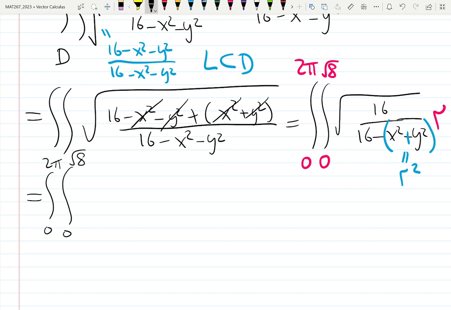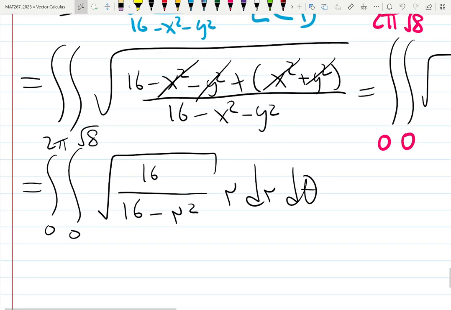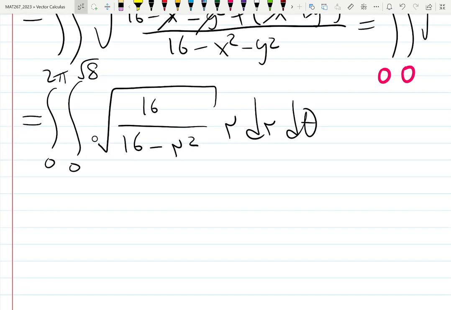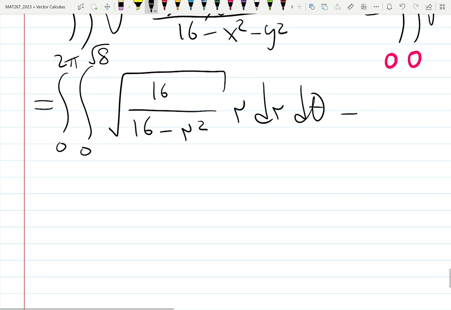Square root, actually 16, okay, it's fine. 16 over 16 minus r squared, and then r squared outside of the square root. And then, no, just r, dr, d theta. Is this correct? Okay, good. But then square root of 16 is actually just 4, so you don't have to have the whole thing. And you can put 4r together, so why not do that. And then you integrate. Keep going.